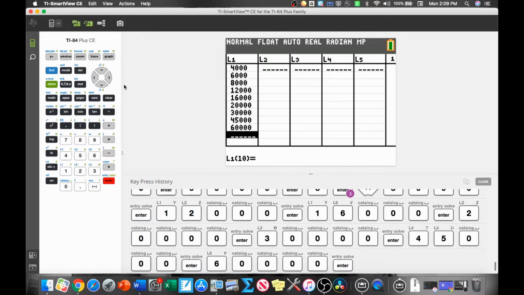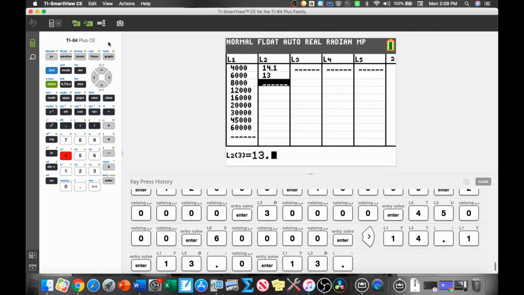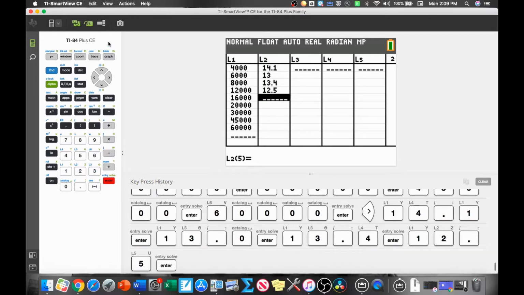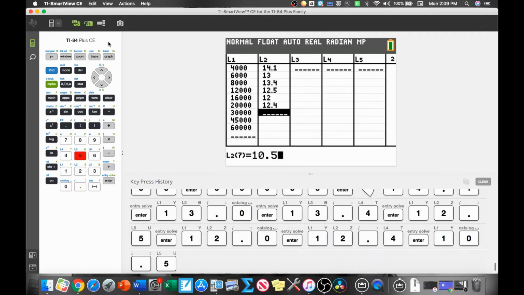Now I'm going to go to L2, and I'm going to put my ulcer rates in there. 14.1, 13.0, 13.4, 12.5, 12.0, 12.4, 10.5, 9.4, and 8.2.